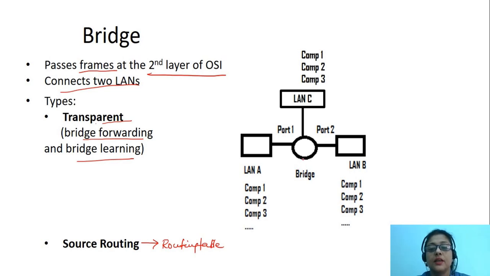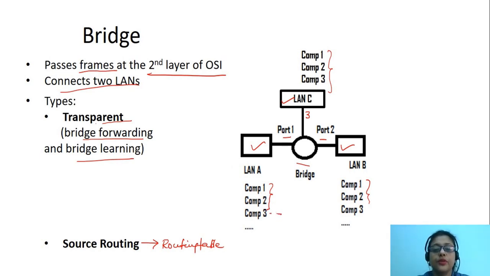Now let us look at this diagram to understand the transparent bridge and understand the bridge forwarding and bridge learning technique. You see here this bridge has 3 ports. This is port 1, this is port 2 and this is port 3. To the 3 ports, 3 LANs are connected: LAN A, LAN B and LAN C. To LAN A, a few computers are connected. To LAN B, another set of computers are connected. And to LAN C also, computers 1 to 3 are connected.